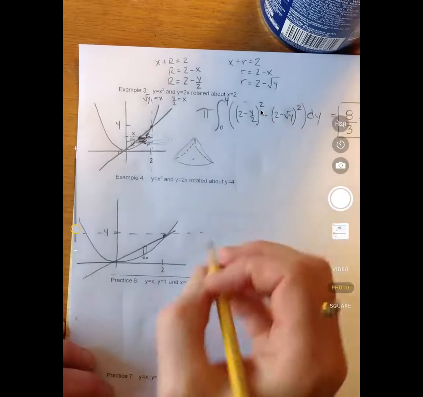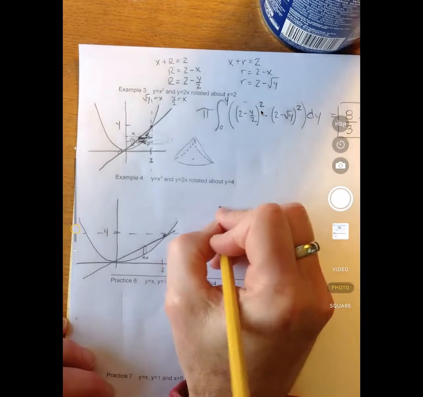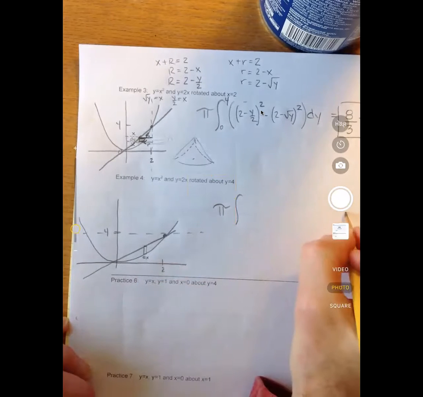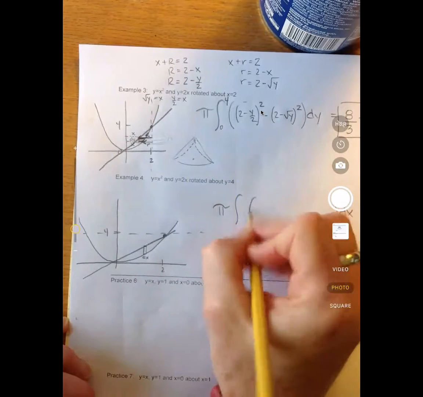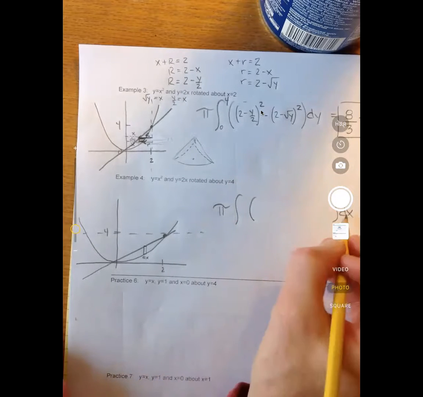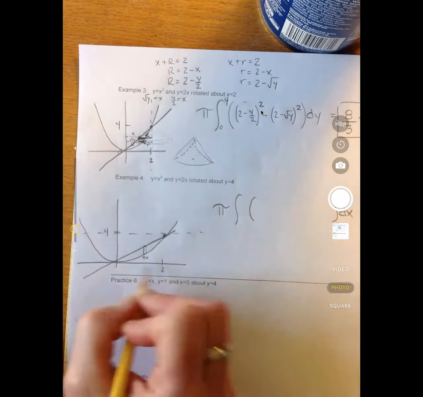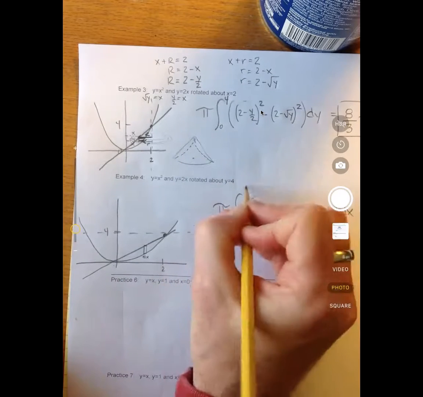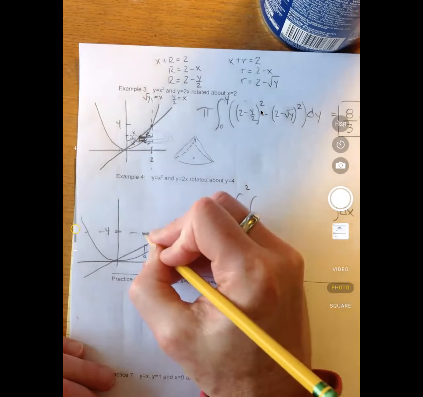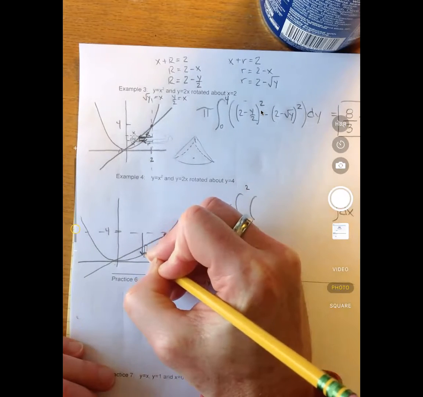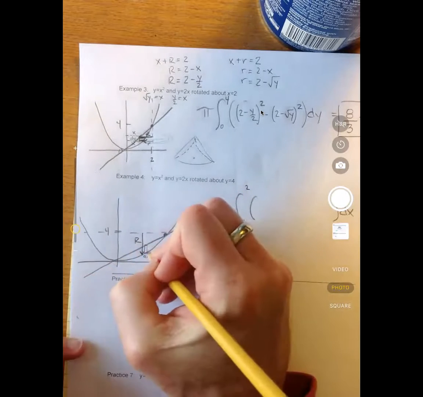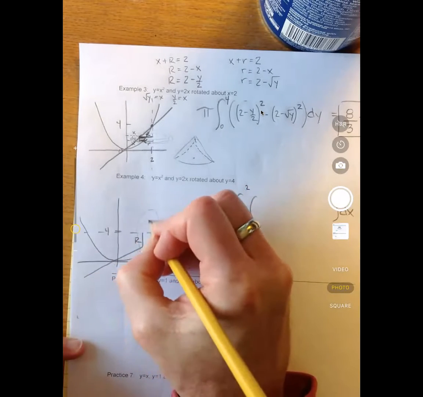Let me get my integral started. Now I'm in terms of x, so this gets a dx. It's always going to be big R squared minus little r squared. And since that's in terms of x, my interval needs to be in terms of x, so I'm going from 0 to 2. Well, let's draw in big R. Big R goes from the axis of rotation down to here. That's big R, because I'm going to spin this up around this way.